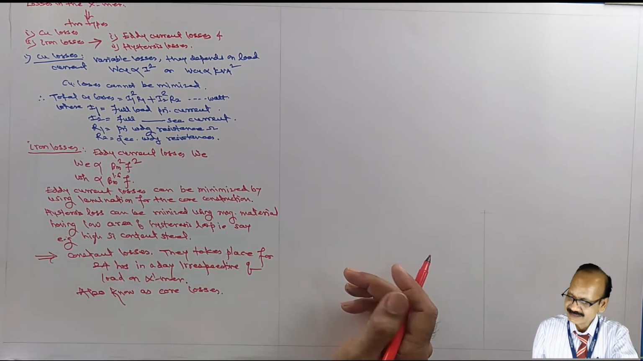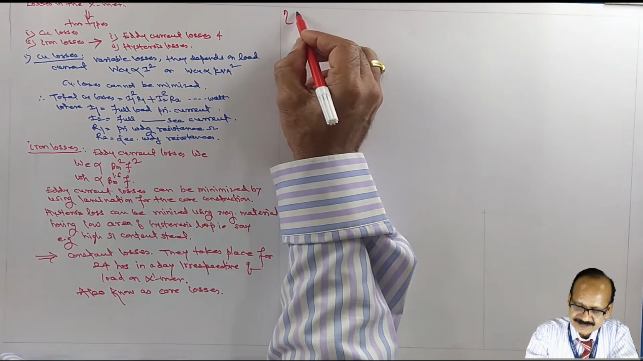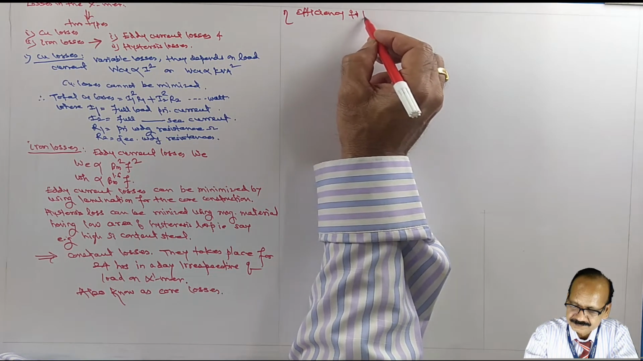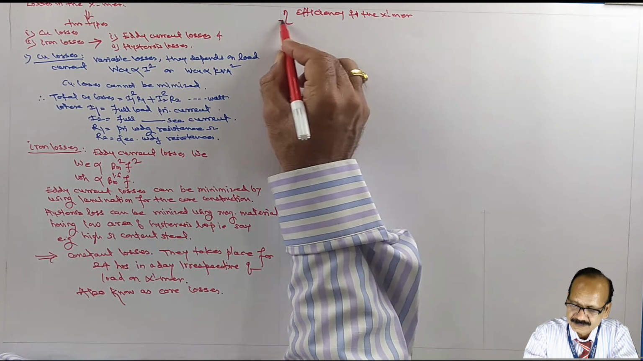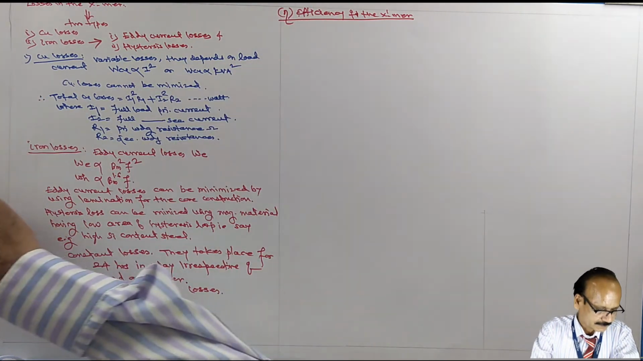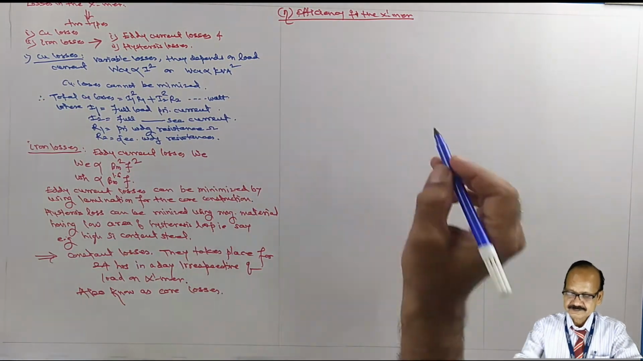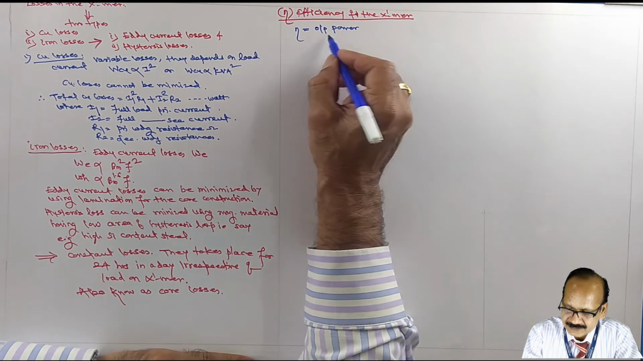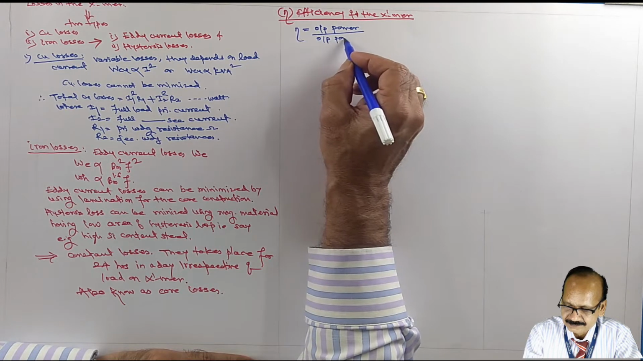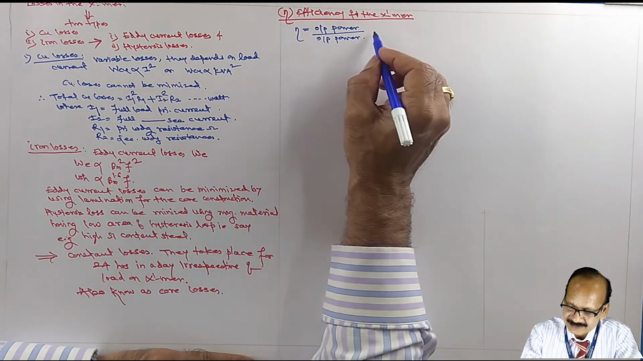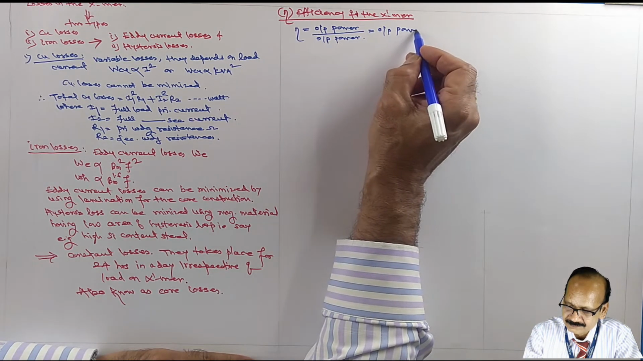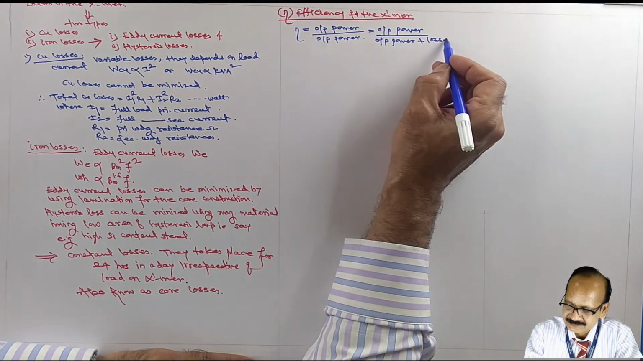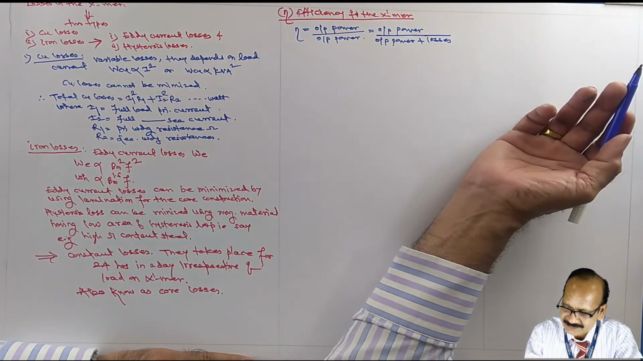Now the new title is efficiency of the transformer. Efficiency is denoted by eta. So the efficiency equals output power divided by input power. This can be written as output power upon output power plus losses, and if it is percentage, you can multiply it by 100.